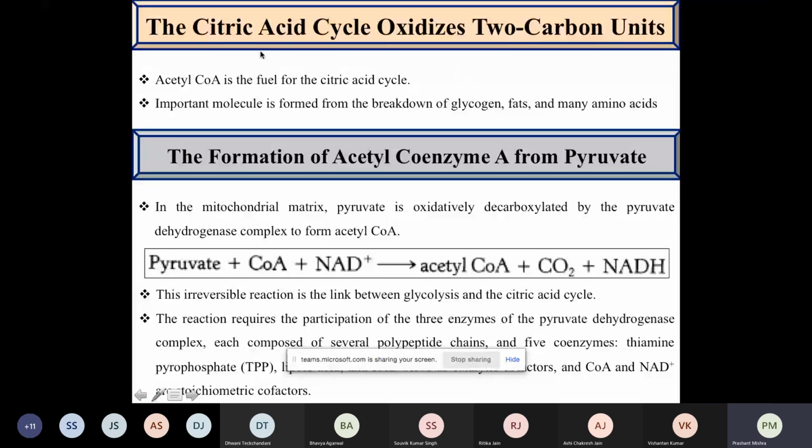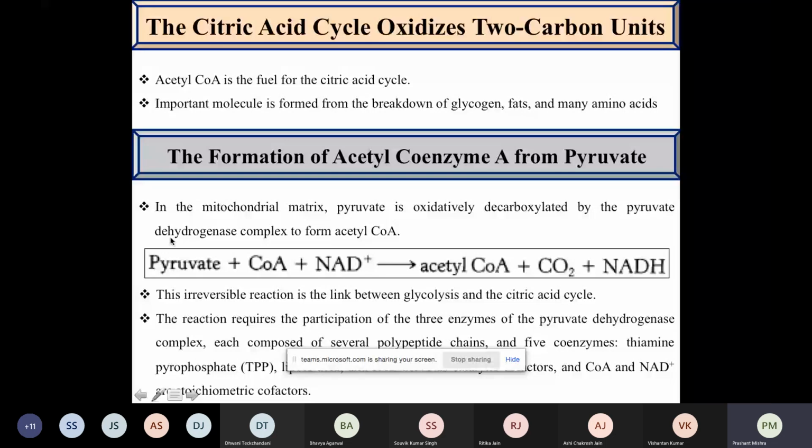So citric acid cycle here, acetyl CoA. Do you know where this acetyl CoA is being formed from pyruvate? Is it in cytoplasm or somewhere else? Okay, I have written it. It is in the mitochondrial matrix. So what happens? The conversion from glucose to pyruvate is happening in the cytosol. Now pyruvate, through a special transporter, enters inside the mitochondria, and in the mitochondrial matrix this reaction occurs.